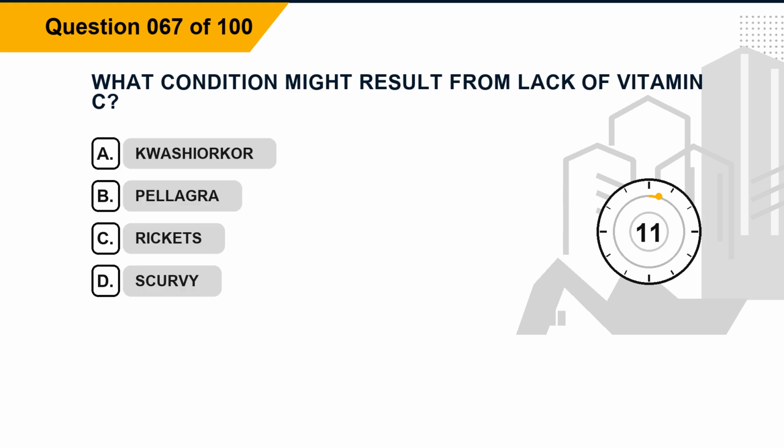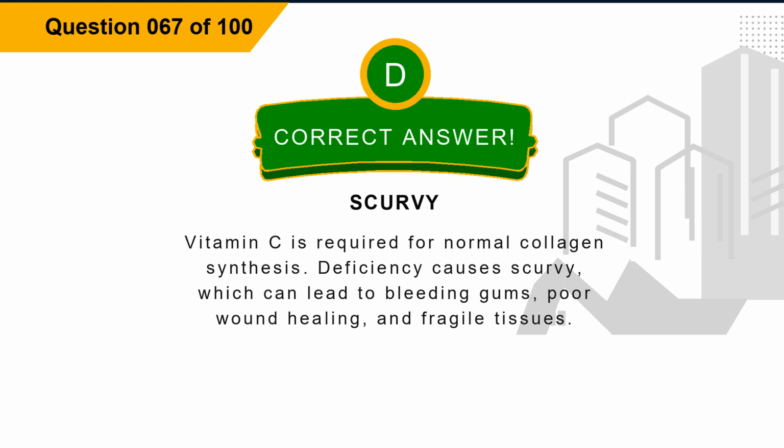Question 67. What condition might result from lack of vitamin C? Option A, kwashiorkor. Option B, pellagra. Option C, rickets. Option D, scurvy. The correct answer is option D, scurvy. Explanation. Vitamin C is required for normal collagen synthesis. Deficiency causes scurvy, which can lead to bleeding gums, poor wound healing, and fragile tissues.